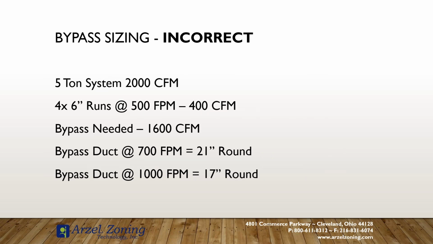So bypass used to be designed based at 1,000 feet per minute, 700 feet per minute, normal manual D calculations, and bypasses were huge, or they were just oversized. So let's say I had a 5-ton system, 2000 CFM. I had 4 6-inch runs, 500 feet per minute, 400 CFM. So I need 1600 CFM of bypass to maintain that 0.5. And to get that, I would have to do at 700 feet per minute, a 21-inch round duct. At 1,000 feet per minute, that would require a 17-inch duct.